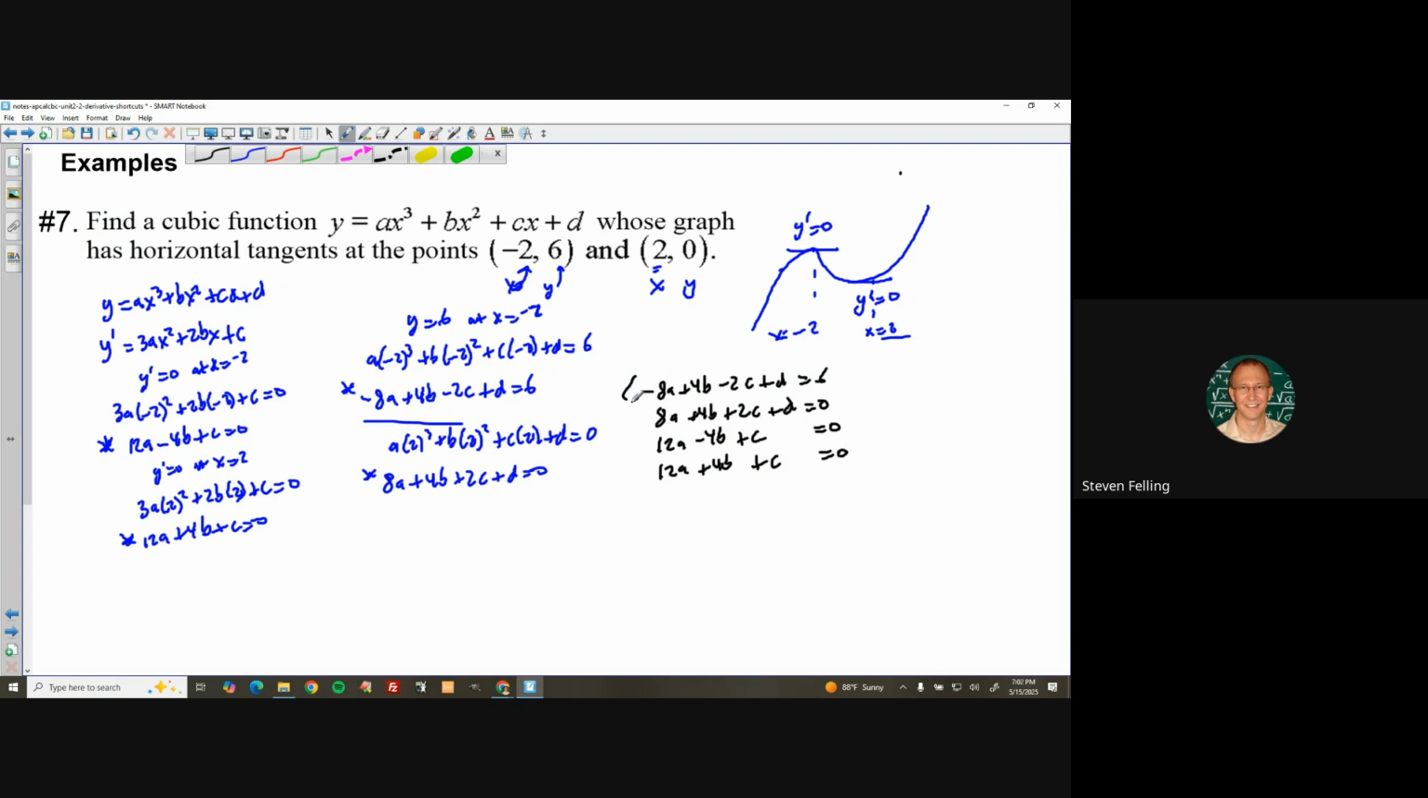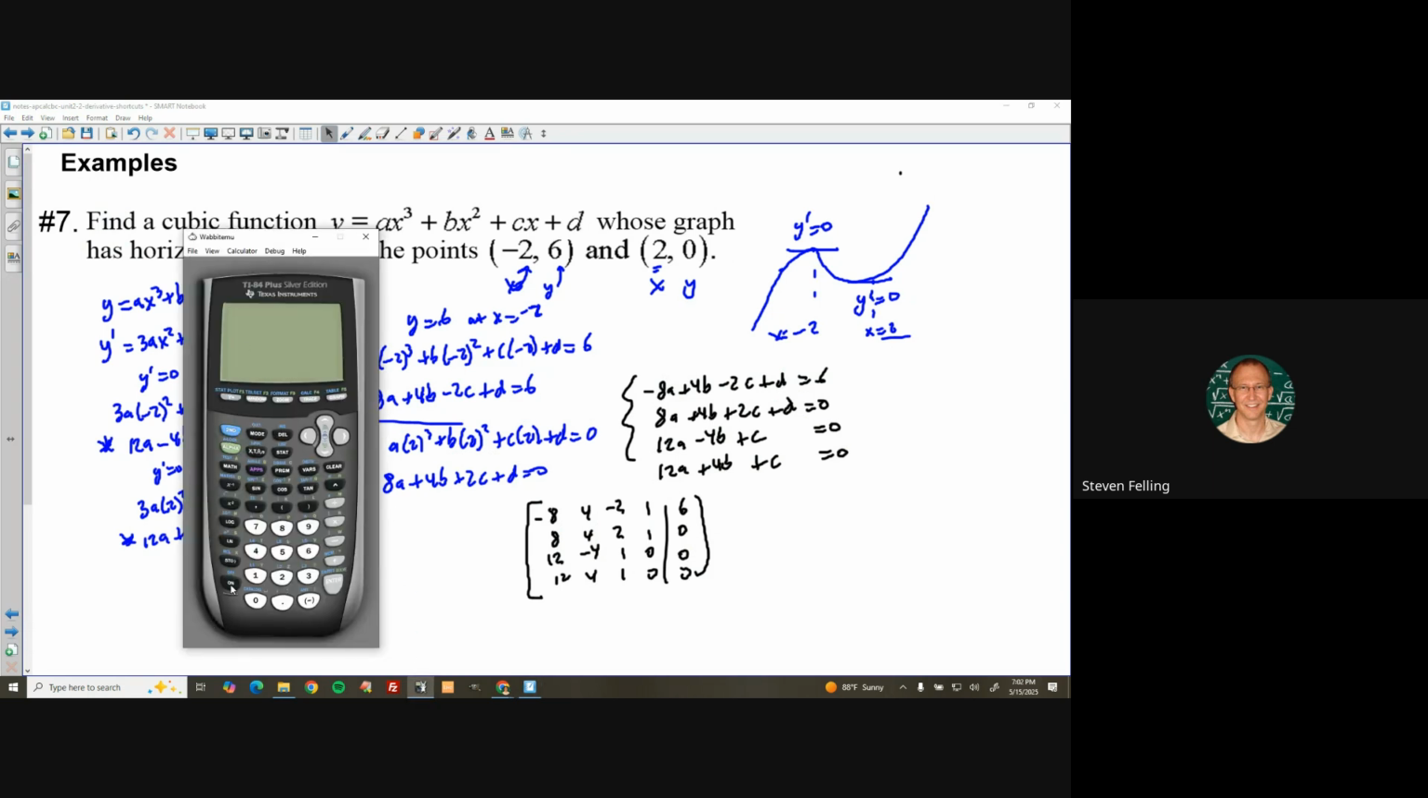As a system, probably the easiest way to solve this would be to use RREF. So I'm going to take the coefficients here: negative 8, 8, 12, 12, positive 4, negative 4, positive 4, negative 2, positive 2, 1, 1, 1, 1, 0, 0, and augment that matrix with the right-hand side numbers of 6, 0, 0, 0. And then I'm going to bring up a calculator and solve this with the RREF method.